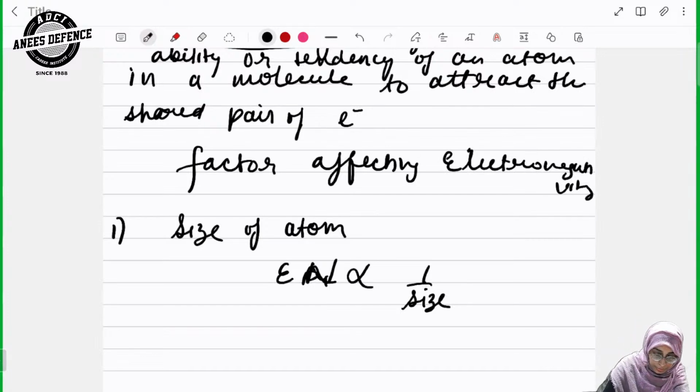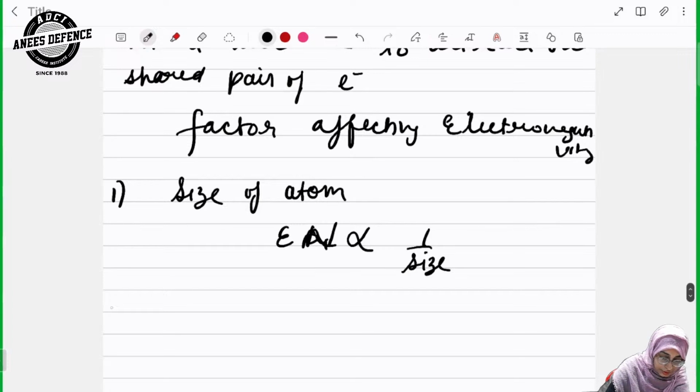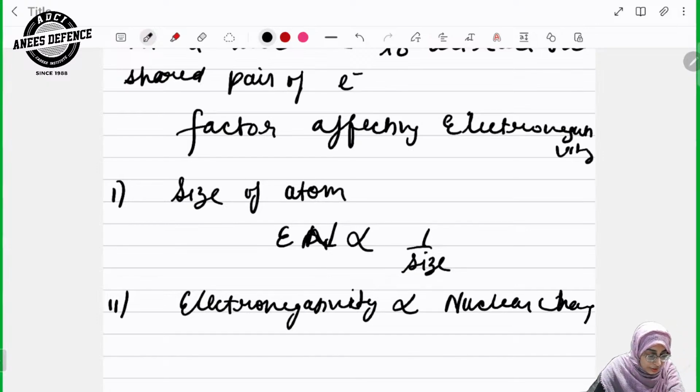And what? The nuclear charge. Electronegativity is directly proportional to the nuclear charge. Same thing. So as the nuclear charge increases, electronegativity increases.